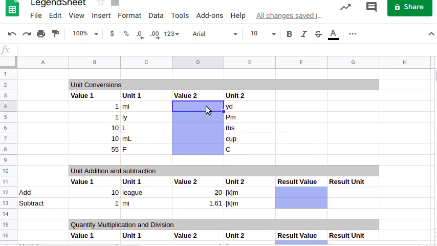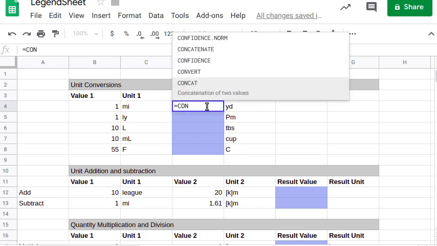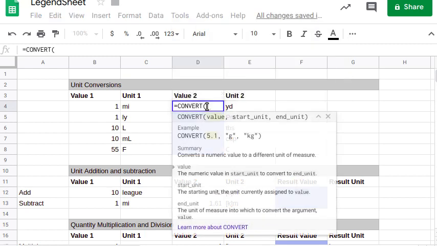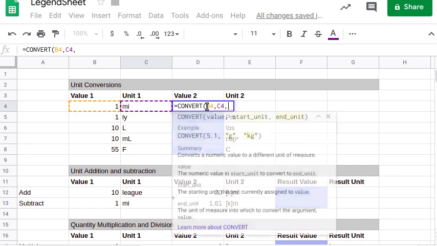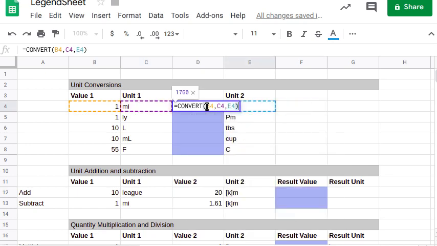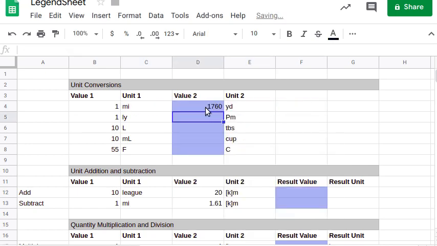And the first thing I'll mention is that Google Sheets does have a built-in conversion function called convert. And let's look at that. So I can convert 1 mile to yards, and I get 1,760 yards, which is about right. I have a few more test conversions up here, and let's see if it can do those.